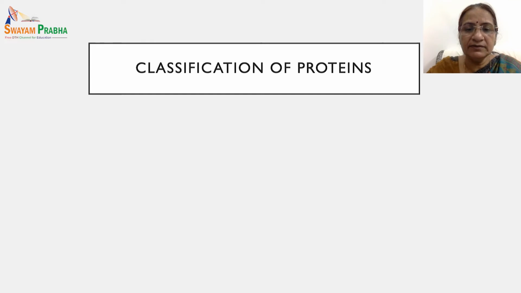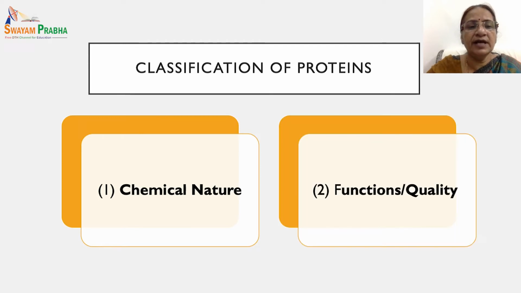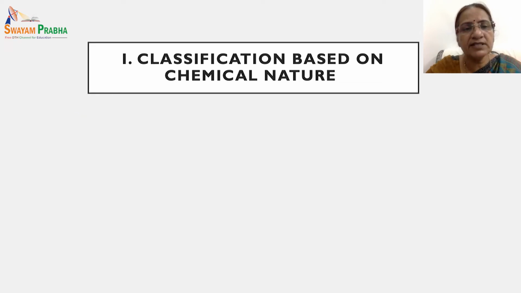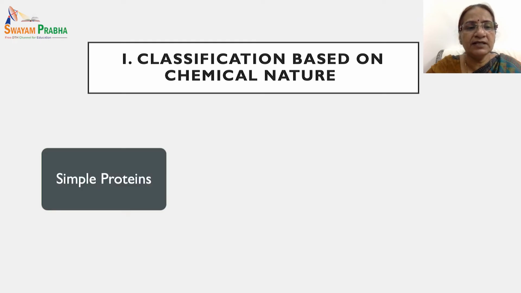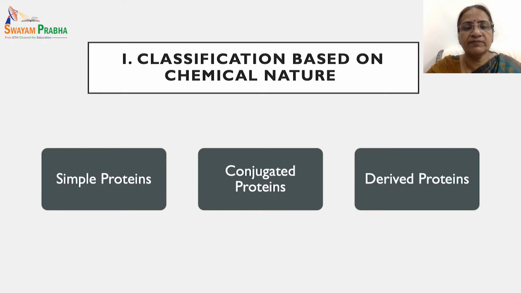Now after studying types of amino acids or the structure of amino acids, let us study the classification of proteins. Proteins may be classified on the basis of chemical nature and on the basis of functions or quality. Now let us study the classification based on chemical nature. Frequently, proteins are classified based on the chemical nature of amino acids such as solubility and prosthetic group, and they are classified as simple proteins, conjugated proteins and derived proteins. Now let us get to know each of these.